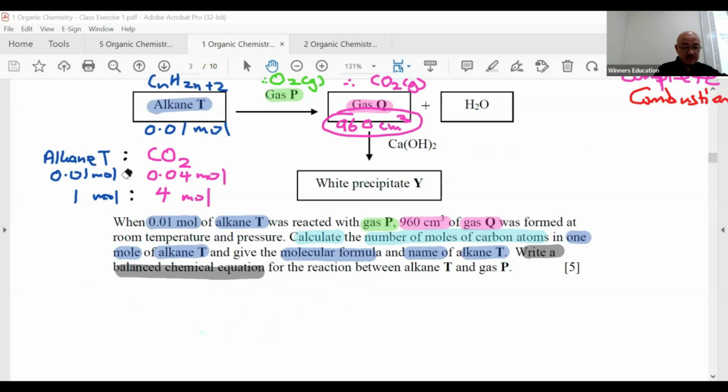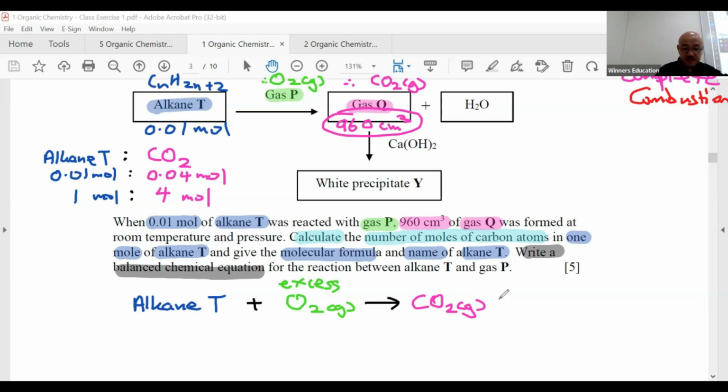So ladies and gentlemen, what we understand is this. An alkane does what? It reacts with oxygen gas. It's complete combustion. There's excess oxygen. And therefore, it forms your carbon dioxide and the water, right? So I just write here, water vapor to be more precise.